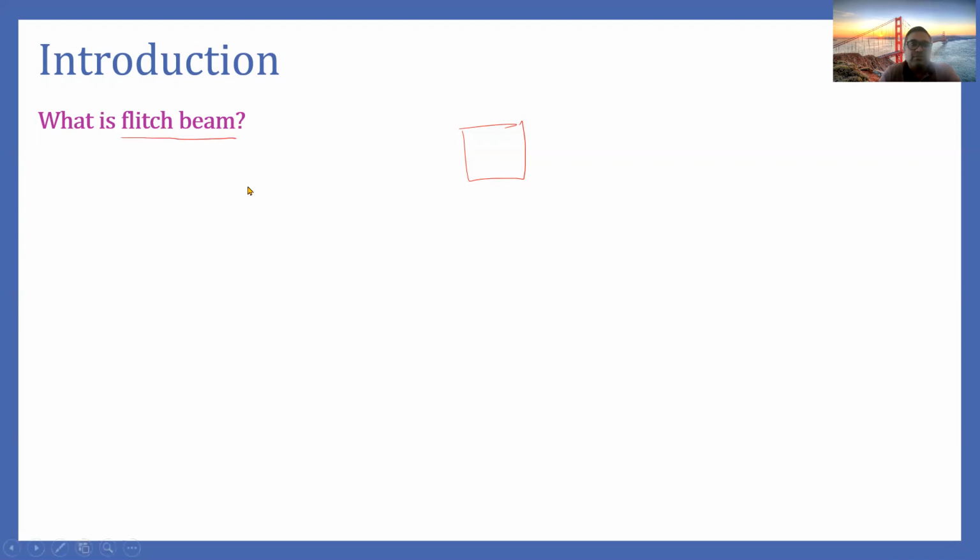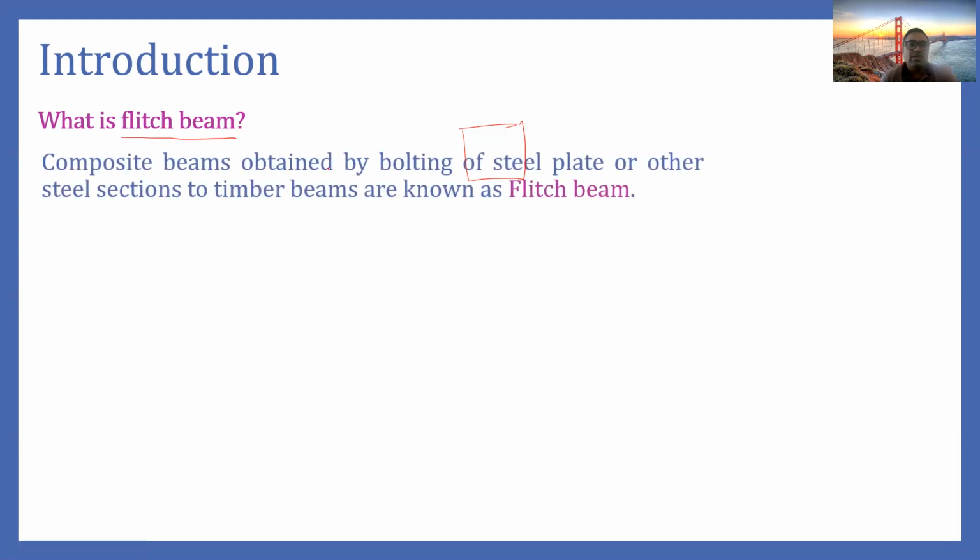Generally, this flitch beam is also known as a composite beam. Composite beams are beams which are composed of two or more materials. In our case, the flitch beam has two different materials: one is the timber and the second one is the steel plates. So that is the flitch beam.